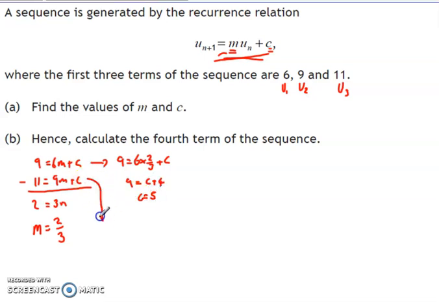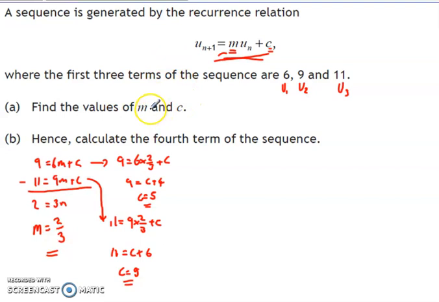If I was to do the other one, just to confirm I would get the same answer, I'd get that 11 is equal to 9 times 2/3 plus c. So 9 times 2/3: 9 divided by 3 is 3, times 2 is 6. I'd get 11 equals c plus 6. So again, c equals 5. That just confirms to me that it doesn't matter which one I pick, I'll still get the same c, and I've found my m previously. So that's the first part worked through.